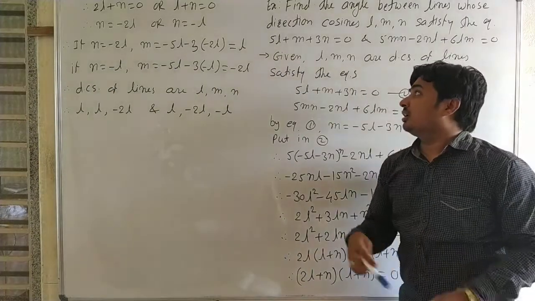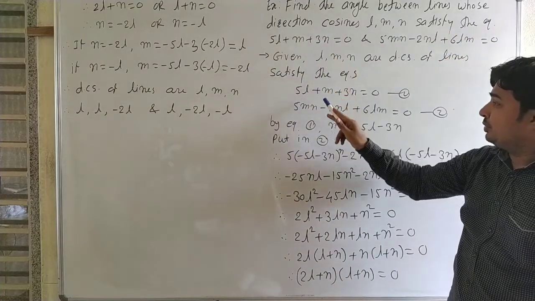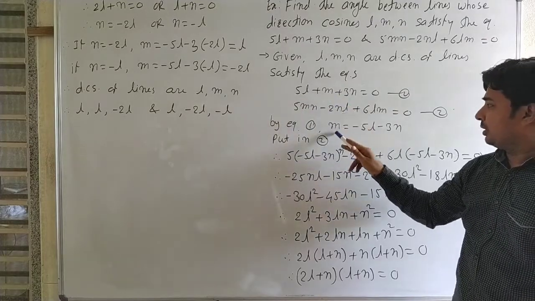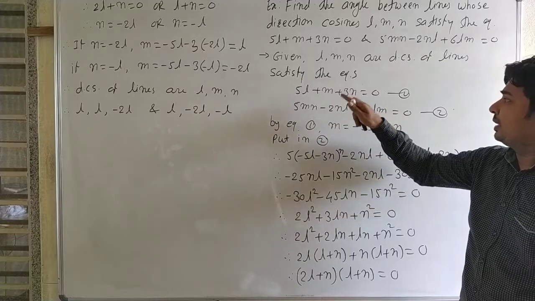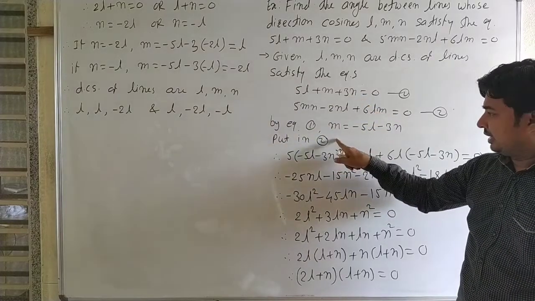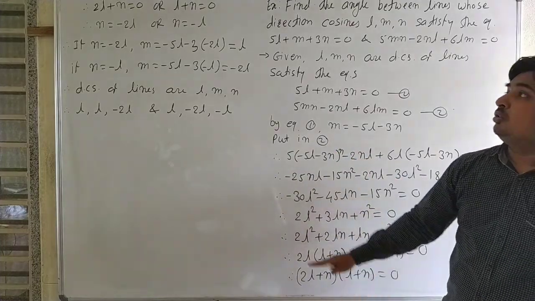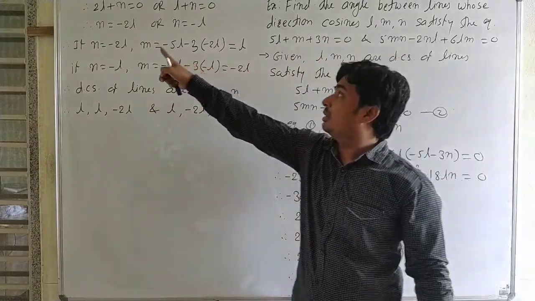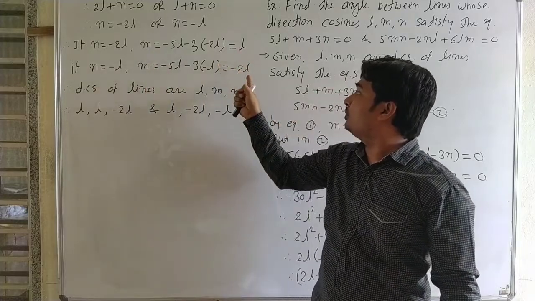In the question it is given that L, m, n are the direction cosines, and the relation between the direction cosines is given. Then we find any one variable from any one equation. Here we find m from equation 1 and put it in 2. Therefore we get this relation, and then we find the values of n in terms of L, and then we find the values of m in terms of L.